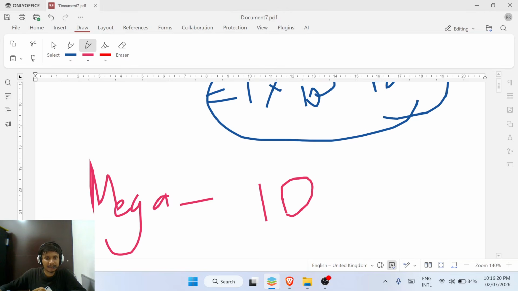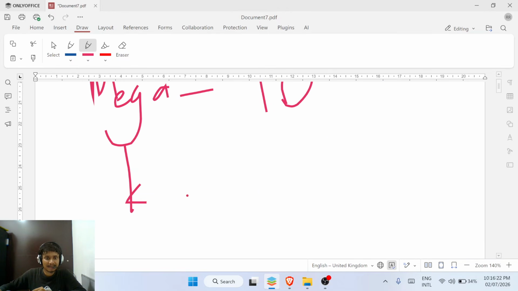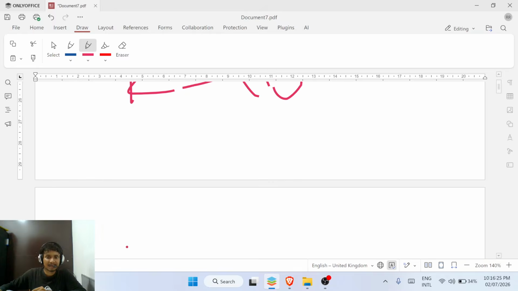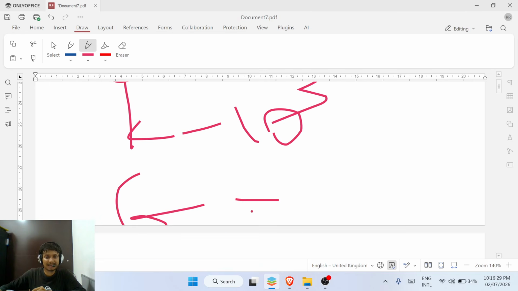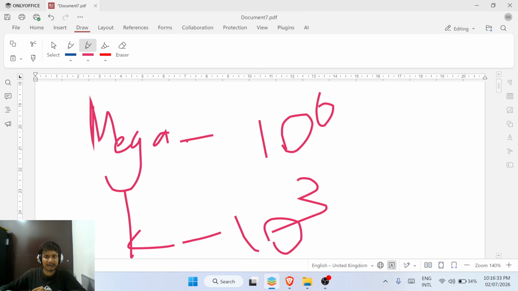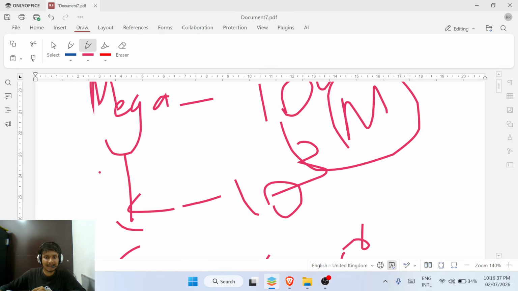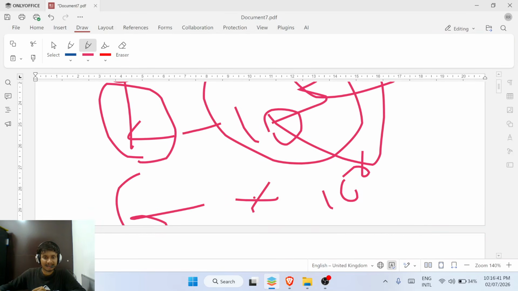Mega is 10 to the power 6. Kilo is 10 to the power 3. Okay, kilo, this is very important. Okay, kilo, mega, giga. M means mega, that is 10 to the power 6. K means kilo, 10 to the power 3. We already know this. Giga, G.